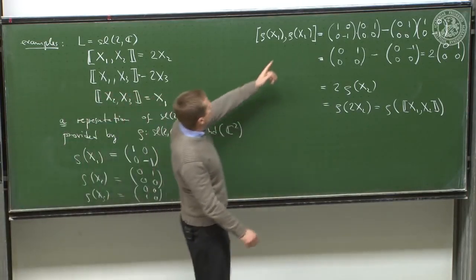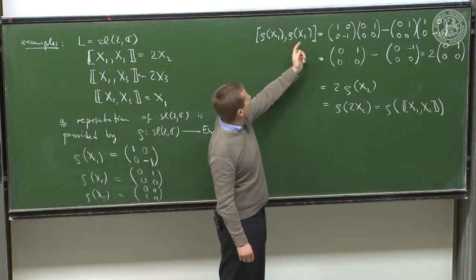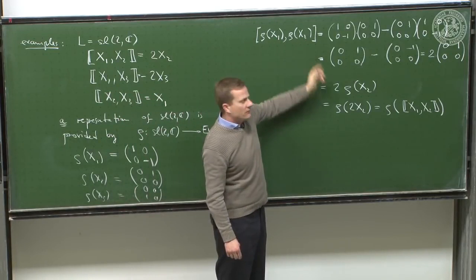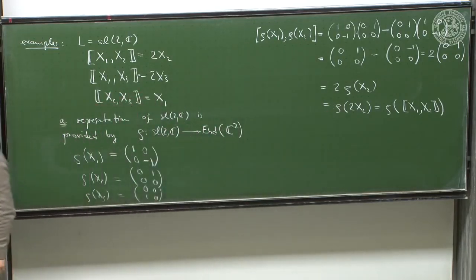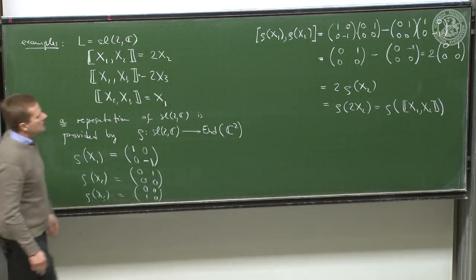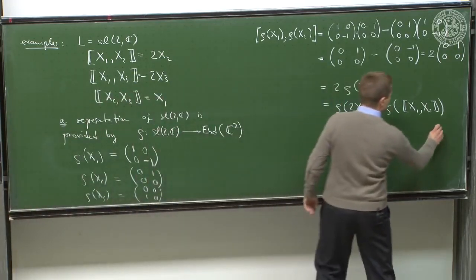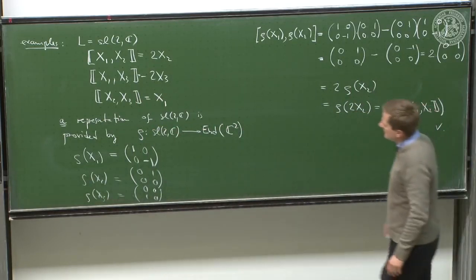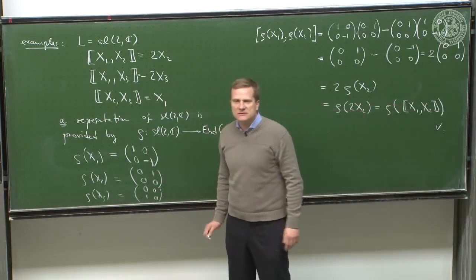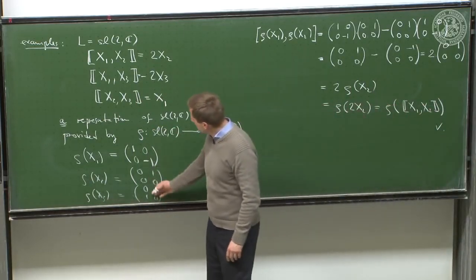So now I also check this for 1 and 3 and 2 and 3. And if it's valid for all of these, it's already valid for any elements of the Lie algebra, because the bracket is bilinear, so I only need to check this on a basis. Okay? So yeah, that's right. This is a representation of SL2C, this kind of matrix representation. Okay? And that is how it's usually given.